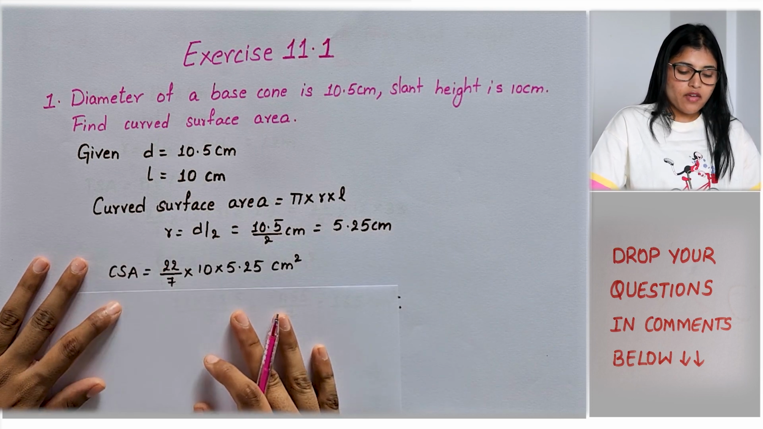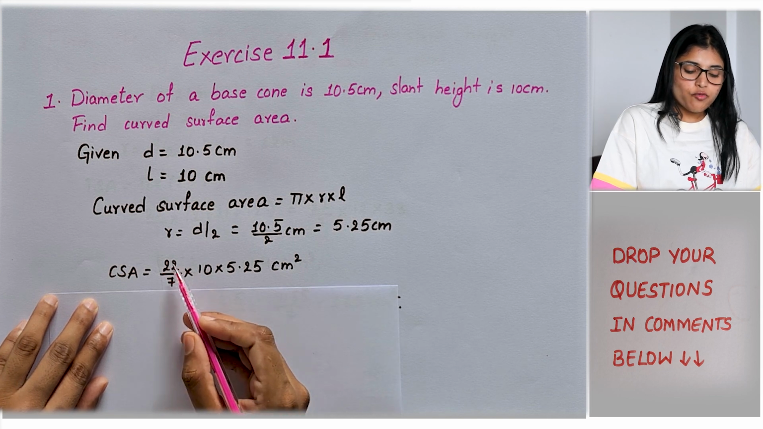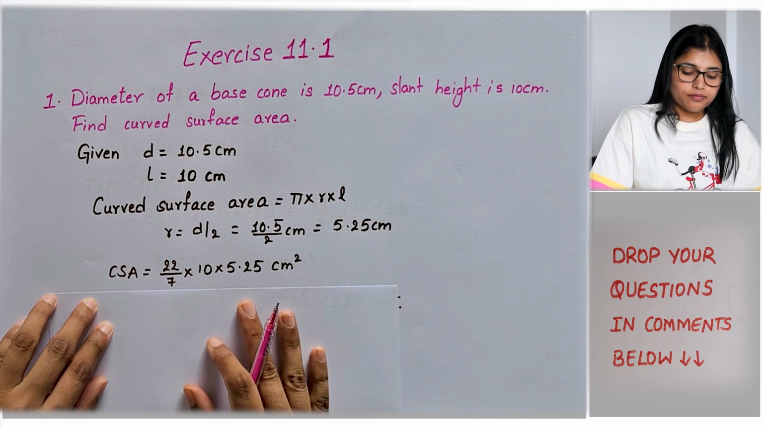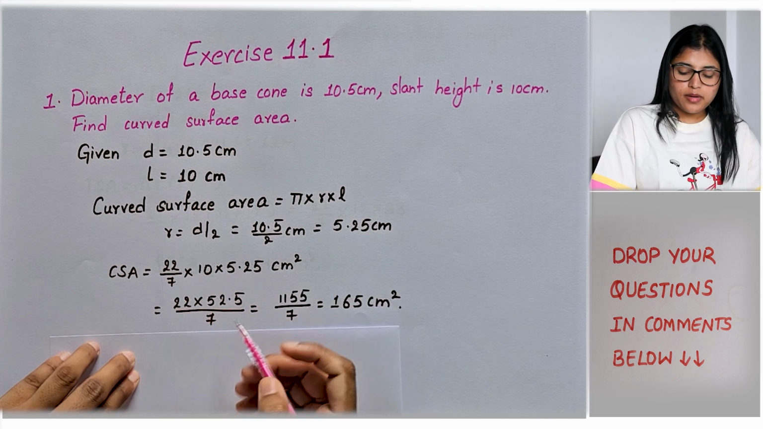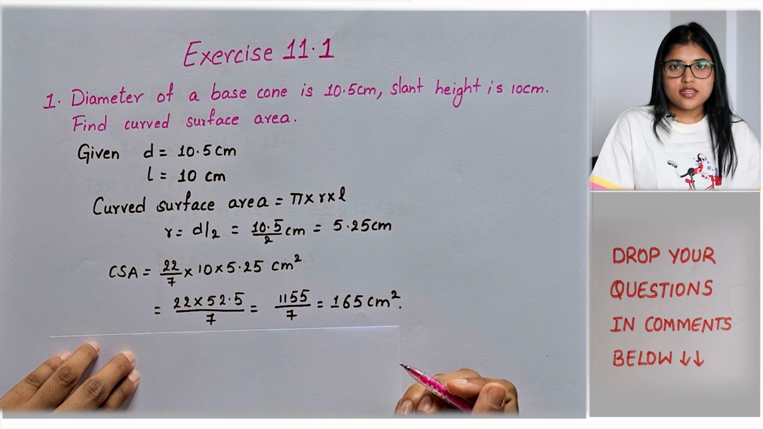Upon substituting these values and taking pi as 22 by 7, I get 22 by 7 into 10 into 5.25 centimeter square, which is nothing but 22 into 52.5 by 7, which is 1155 by 7, which is 165 centimeter square.